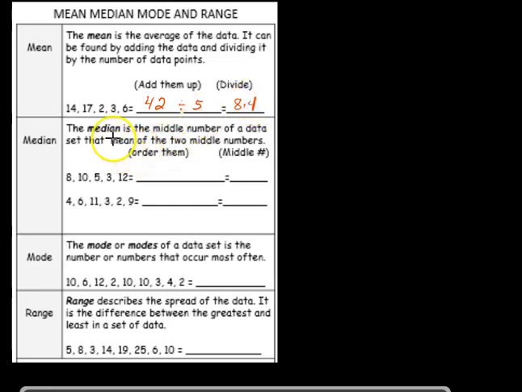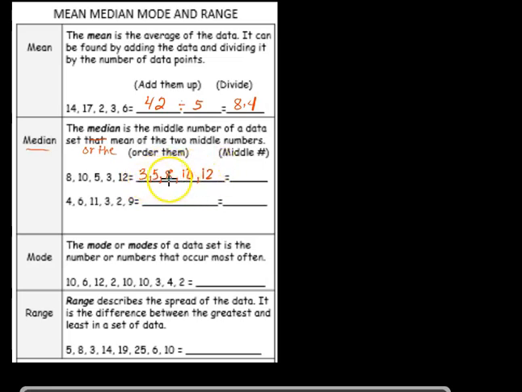Okay. The median is that middle number or the mean of the two middle numbers. So if you've got an odd number of numbers, you're going to get one right in the middle. If you've got an even number, you're going to get two in the middle. So the first thing to find the median, you have to put them in order from least to greatest. So if we put these in order from least to greatest, we've got 3, 5, 8, 10, 12.